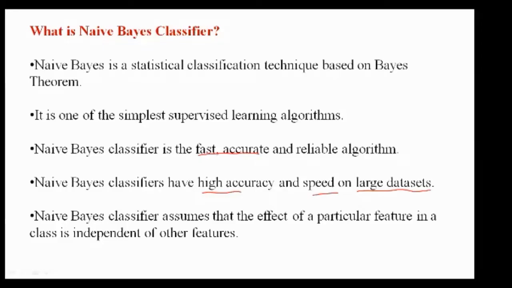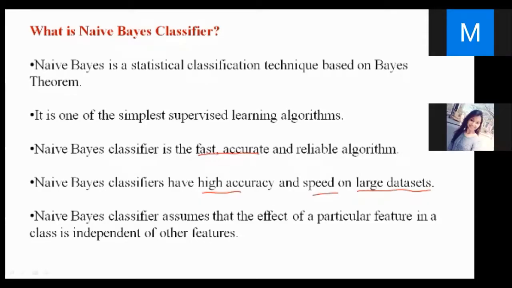In this classifier, it is assumed that a particular feature in the class is independent of other features. That means the attributes are independent. That is assumed in this Bayes classifier.